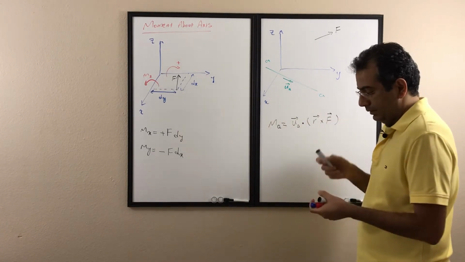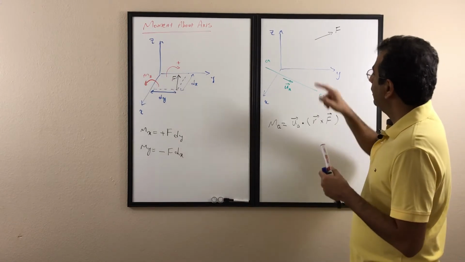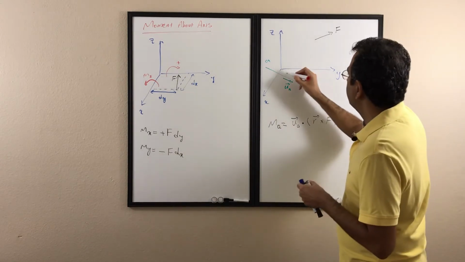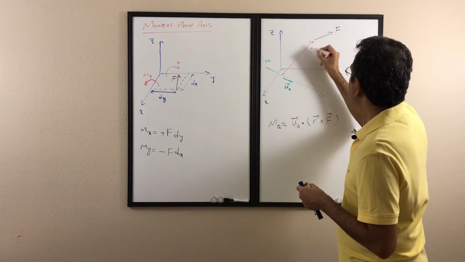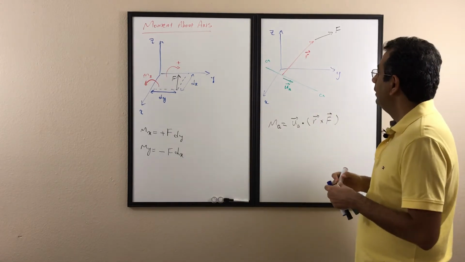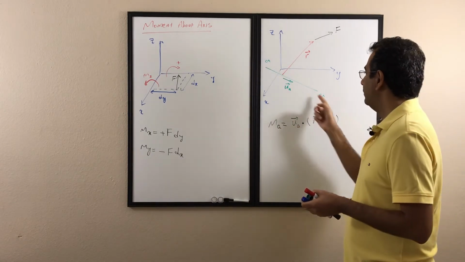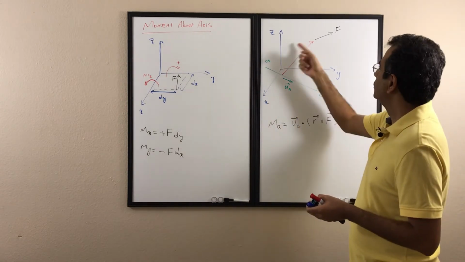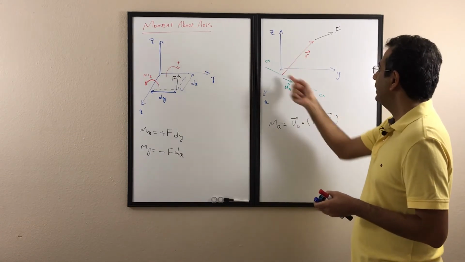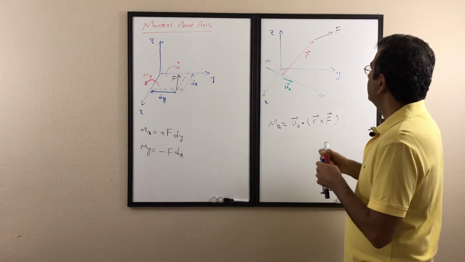The R is the position vector connecting the axis to the force. So it goes from, for example, here to here. So that's the R, and the F is what you have. One point about the R is that it should start from the axis and should end on the line of action. So it doesn't matter if it goes somewhere else.